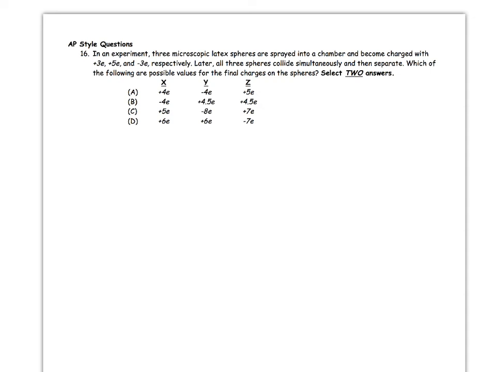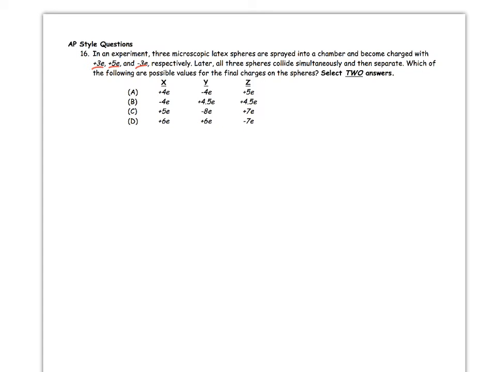So for this AP question, we have three spheres that are sprayed into a chamber and become charged. We know that their charges are plus 3e, plus 5e, and negative 3e, where e is the fundamental charge, the charge of an electron. Then they collide and separate, so they have the possibility of exchanging charges between them, and we want to know which of the following are possible values for the final charges on the three spheres.